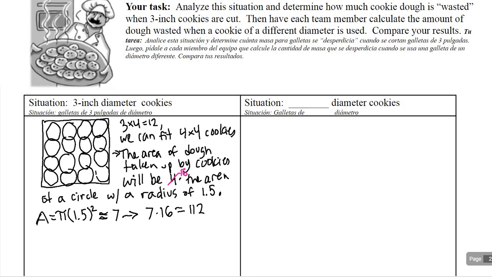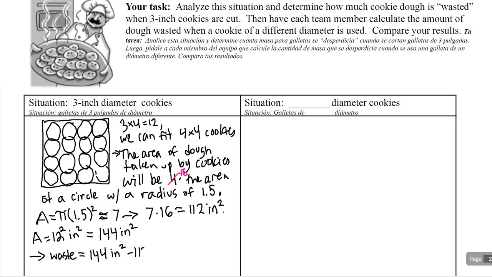The area taken up by the dough before any cookies are cut is 12 times 12 inches squared, which is 144 inches squared. So the amount wasted is equal to 144 inches squared minus 112 inches squared, and that equals 32 inches squared.